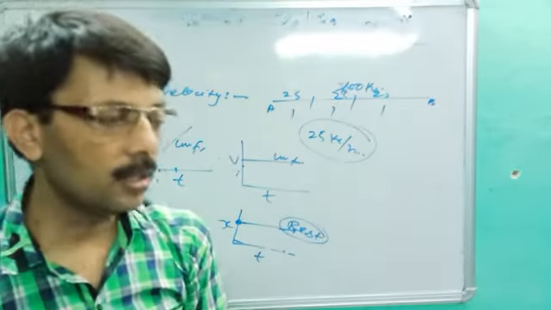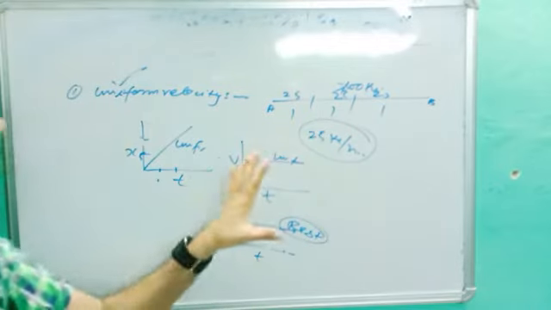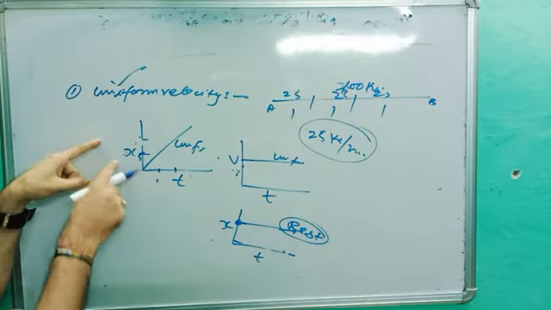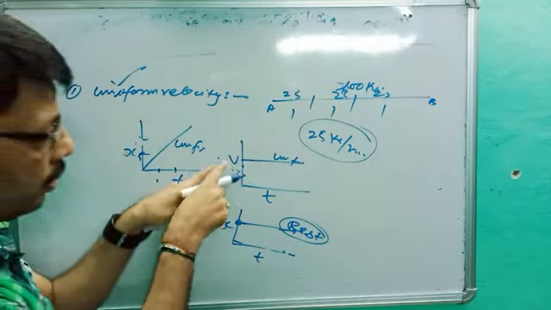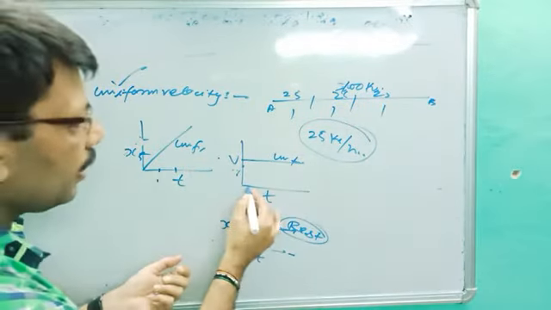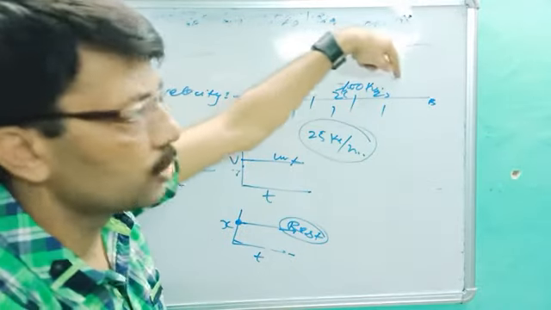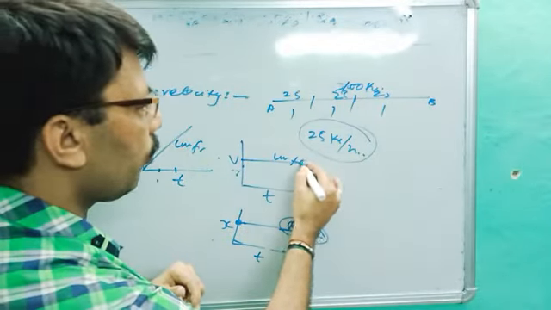So what is uniform velocity? When any body travels equal distance in equal time, this is called uniform velocity. The x-t graph is a straight line. Here again the v-t graph is a line parallel to the time axis. You can see time is increasing but velocity is not going to change. You can see velocity all the time remains 25. So this is called uniform velocity.